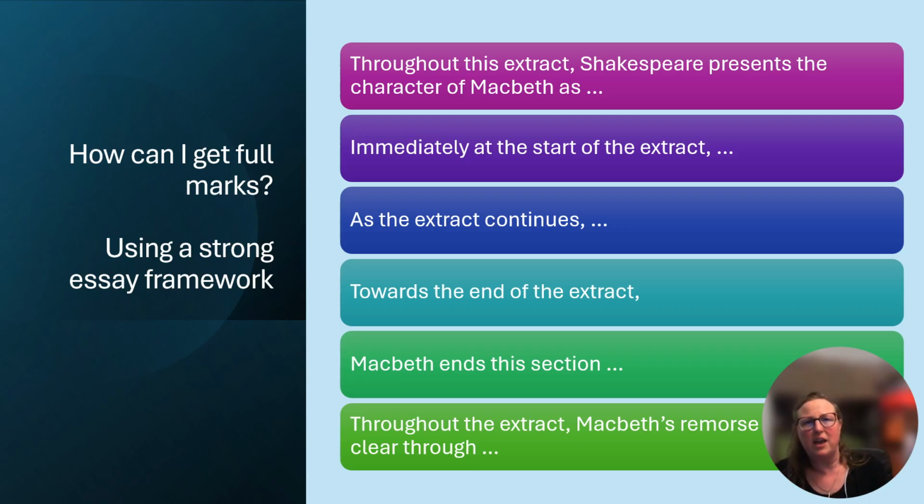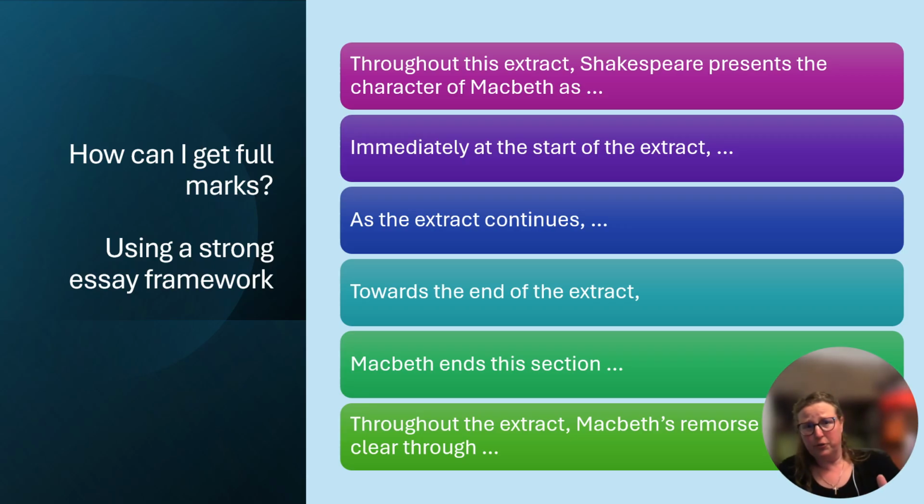So throughout the extract, Shakespeare presents the character of Macbeth as someone who is... What's he like? What do we see him do? How does he seem to feel? How's he acting and reacting all the way through this extract? Is he reliable? Is he confident? Is he noble? Or is he frightened? Is he falling to pieces? Is he in fight mode? Or is he terrified? Come up with something that's overall.